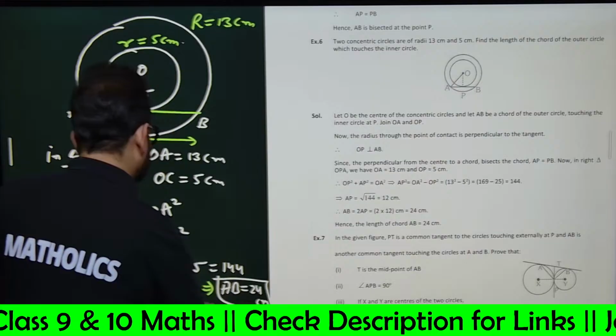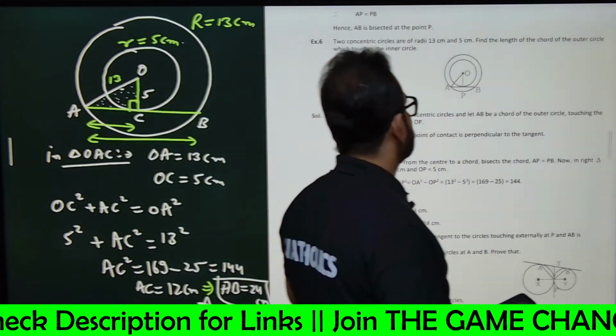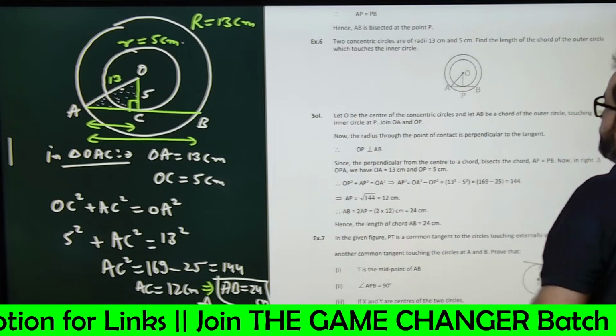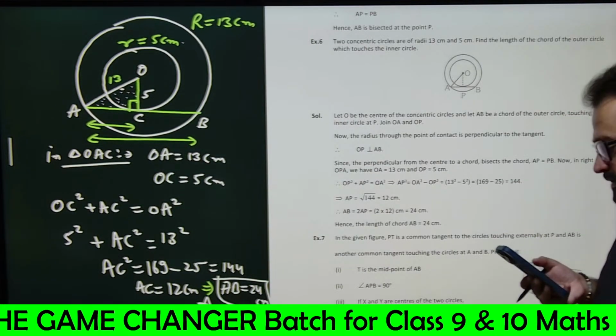Copy this. Answer. AB equals 24 centimeter. Copy. Yes, Pythagoras theorem.